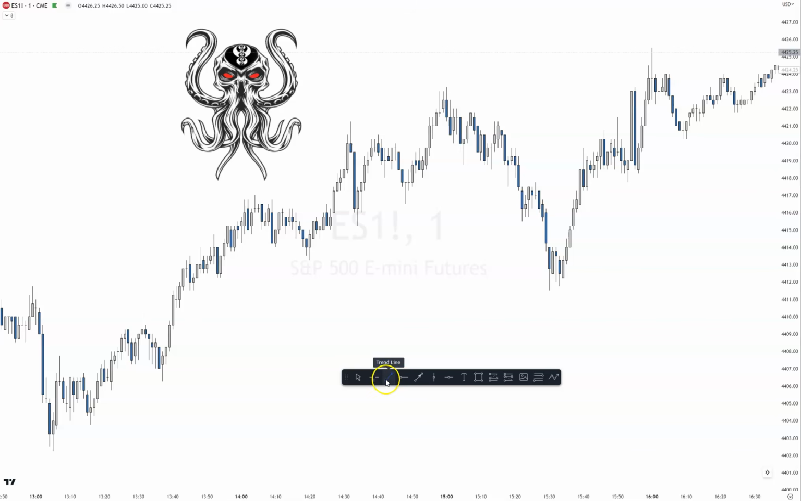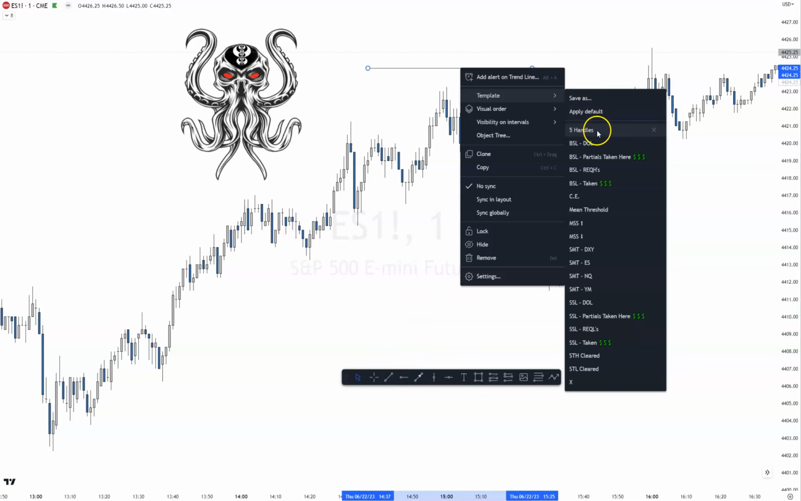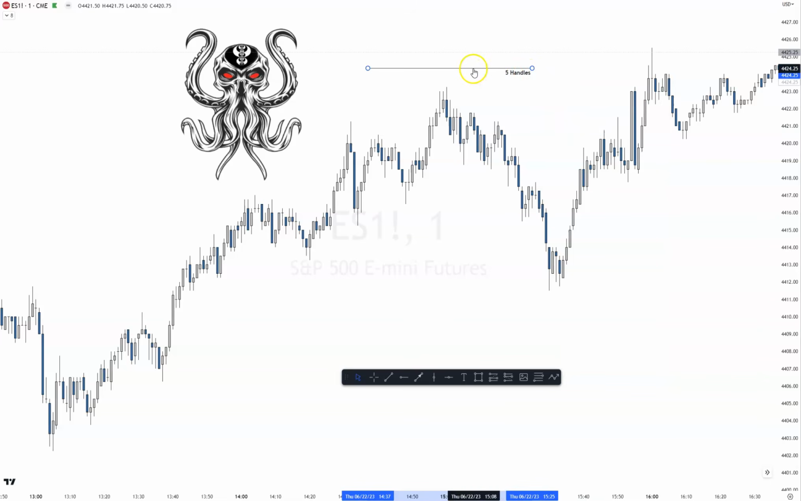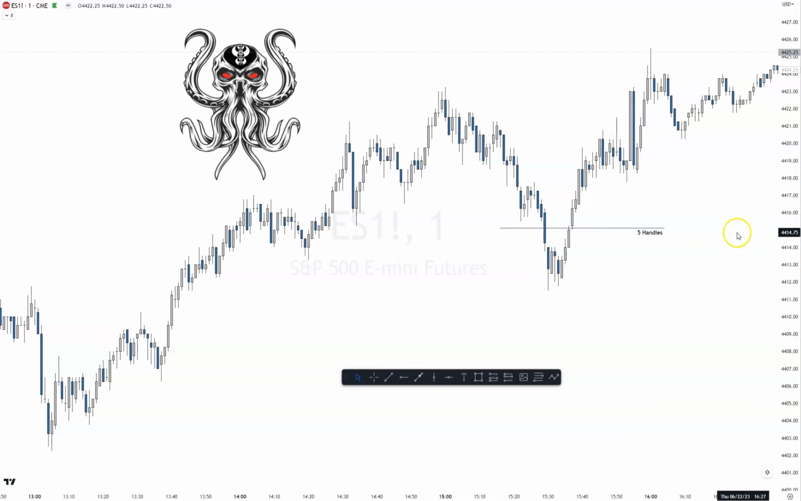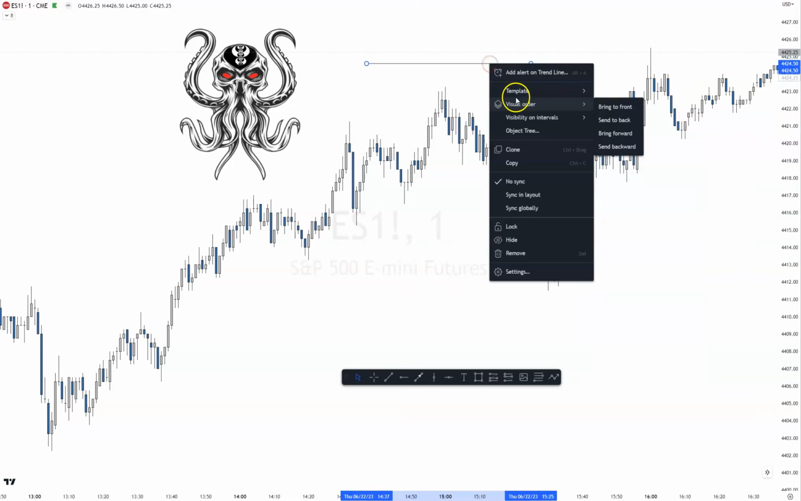Trend line right here is one that I use a lot. So I have 5 handles. Usually when I'm using this, I'm marking out, hey, here's 5 handles, here's 5 handles. Instead of just going over here, I just sometimes mark it up. Don't use it very often anymore.